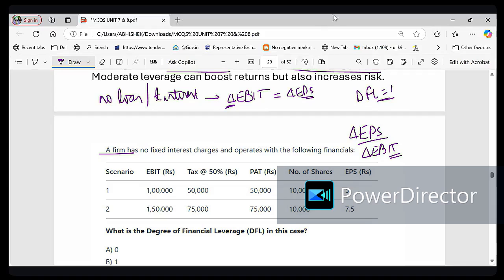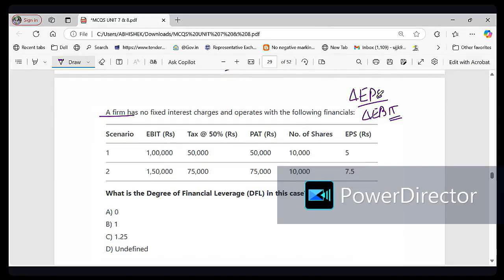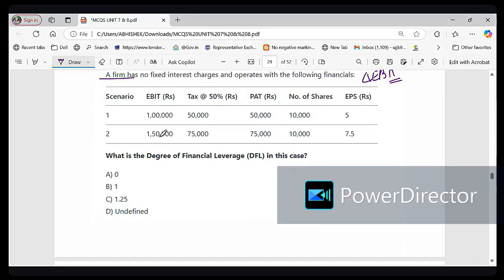Now, can you calculate DFL in this case? The formula I have written here is simple: percentage change in EPS upon percentage change in EBIT. Please do the calculation. Two scenarios have been given, right? So, as you can see, look at this EPS and look at this EBIT. Look at these two columns, right? So earlier EPS was 5, now it increased to 7.5. So how much is the percentage change in EPS?